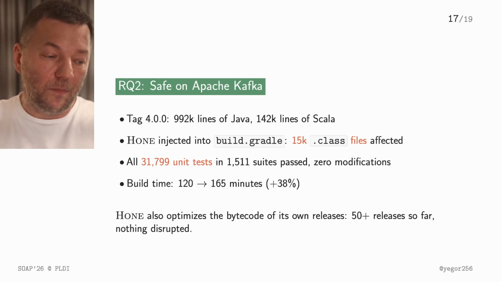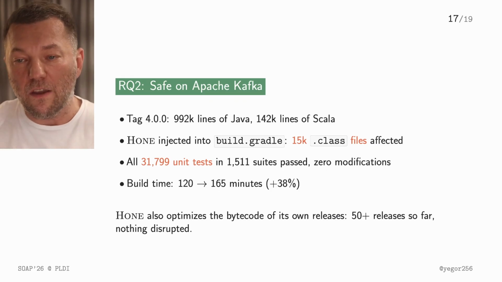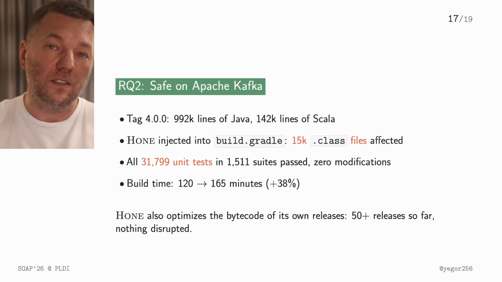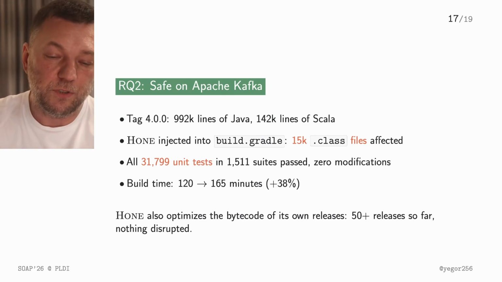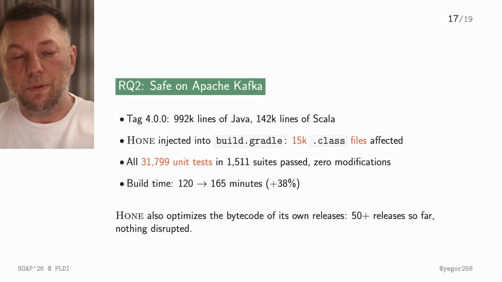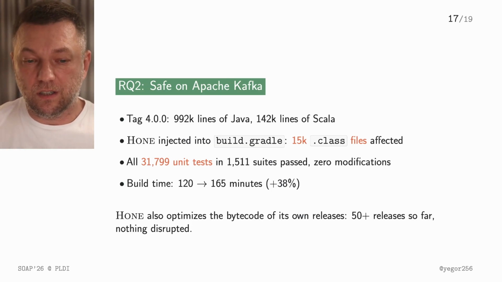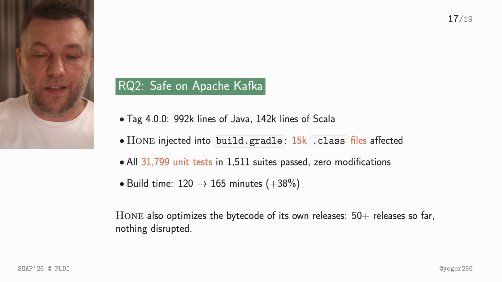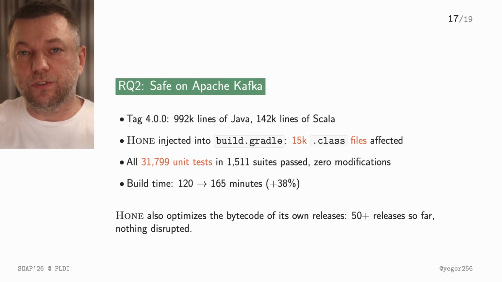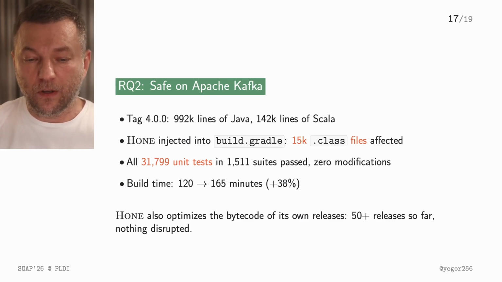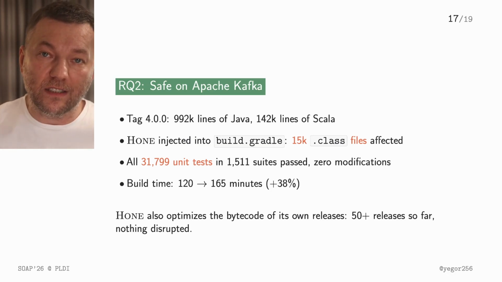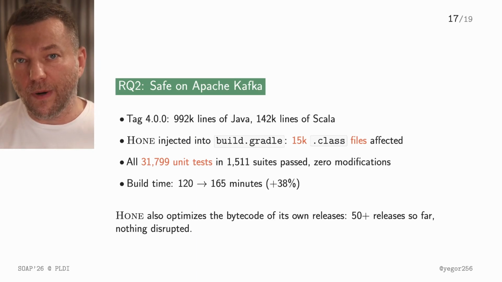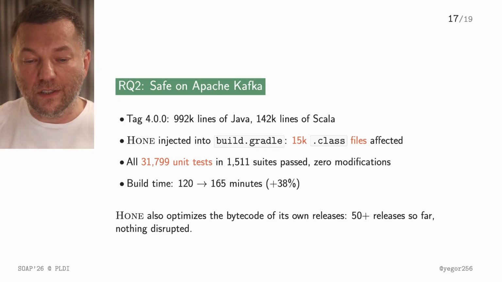And the second part of our study was how safe the optimization is. Apparently it's pretty safe in a subjective test. We applied our optimization on Apache Kafka bytecode, which contains about 1 million lines of Java code and 140,000 lines of Scala code. We compiled all that, and then we ran about 32,000 unit tests on this project, and none of these tests broke after our bytecode modifications, which gave us a good signal that the optimizations may work on large code bases.